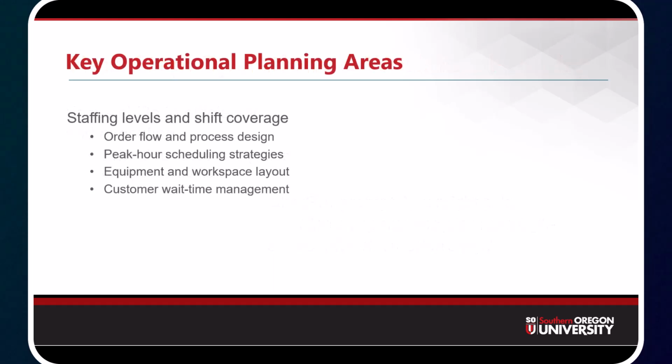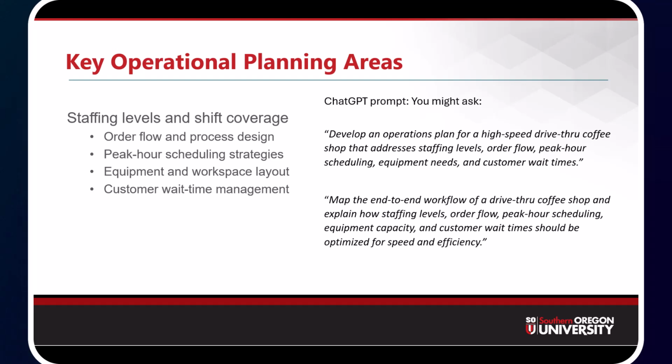It can help you think through staffing levels, order flow, peak hour scheduling, equipment needs, and customer wait times. ChatGPT prompts you might ask, "Develop an operations plan for a high-speed drive-thru coffee shop that addresses staffing levels, order flow, peak hour scheduling, equipment needs, and customer wait times." Or, "Map the end-to-end workflow of a drive-thru coffee shop and explain how staffing levels, order flow, peak hour scheduling, equipment capacity, and customer wait time should be optimized for speed and efficiency."